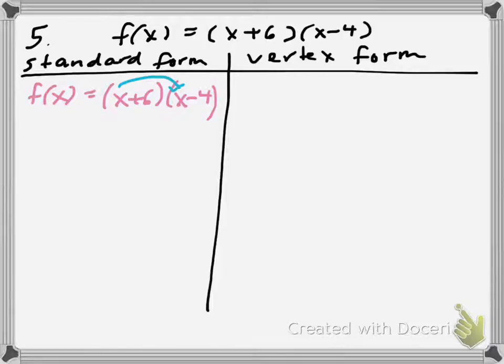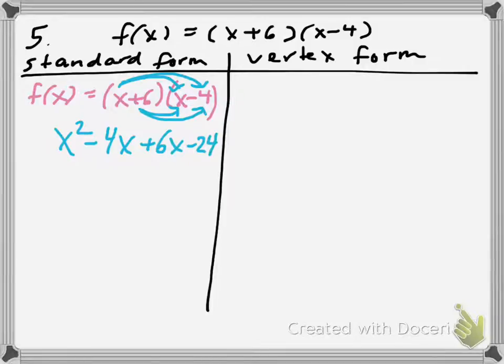So distribute the x to both terms. X times x is x squared. Distributing the x to the next term in the parentheses, x times negative 4 is negative 4x. Next, I need to distribute the 6 to both terms. 6 times x is 6x. And then distributing the 6 to the last term in the second parentheses, 6 times negative 4 is negative 24.